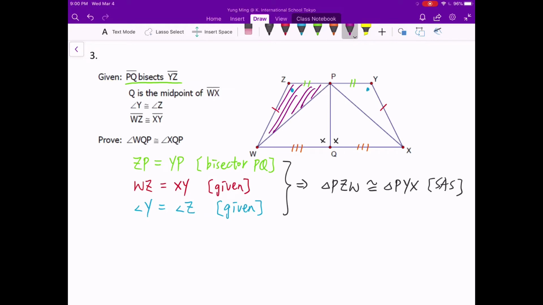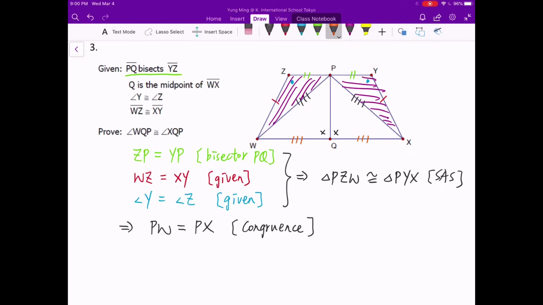So we're basically saying that these 2 triangles are exactly the same size and same shape. That means you can say anything about it, including these 2 sides being exactly the same. Okay, so you can say how PW is equal to PX, and the reason behind that is congruence. And next, we have WQ equals XQ. This is because of the midpoint.